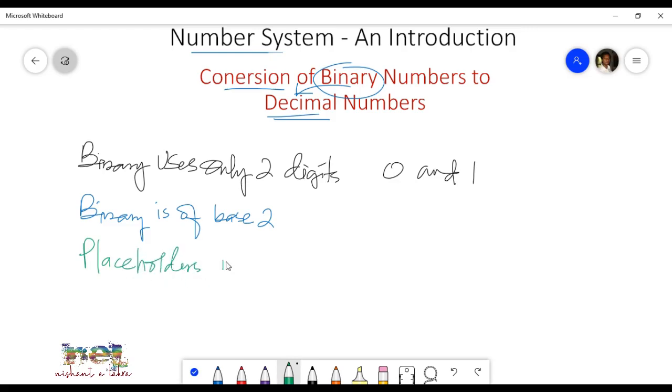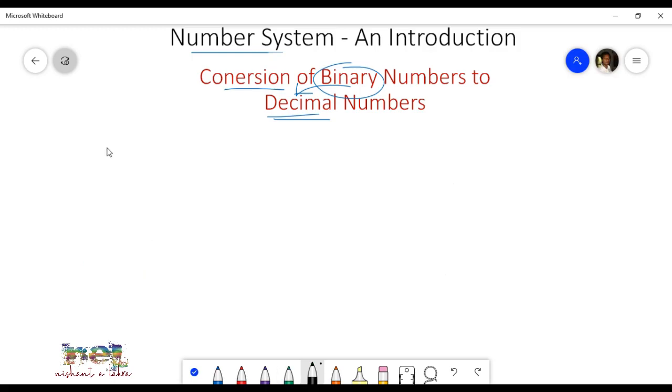Now this is what I want you to remember. You have learned this in mathematics. That was the placeholder in the decimal number system. Now the placeholders in binary have powers of 2, for example, 2 to the power 1 and 2 to the power 0, which is 2 naught. I hope you understand that.